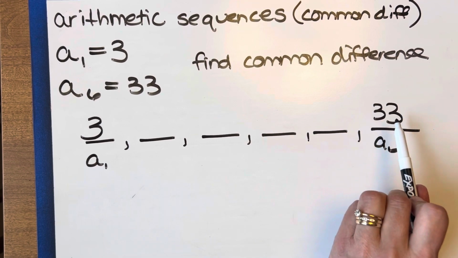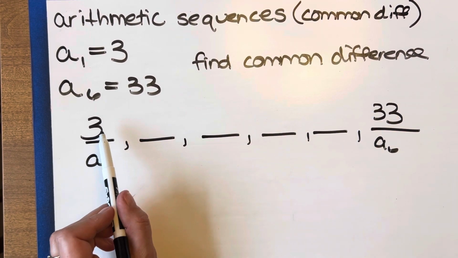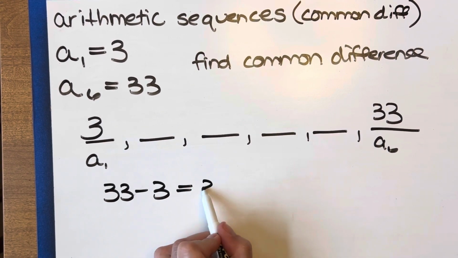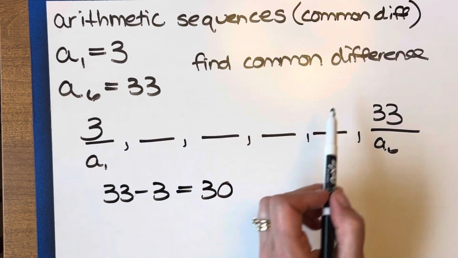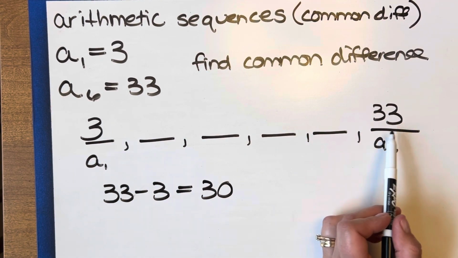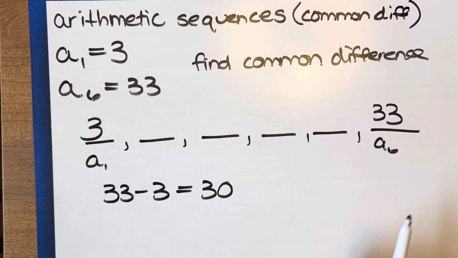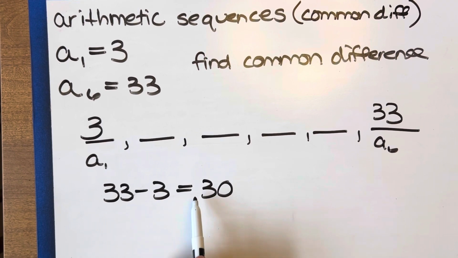First of all, I'm going to see what the distance is between 33 and 3. So if I subtract 33 minus 3, I get 30. So in all, I have added 30 to get from my first term to my sixth term. So the next question I need to ask myself is, how many times did I have to add that d value on to get 30?